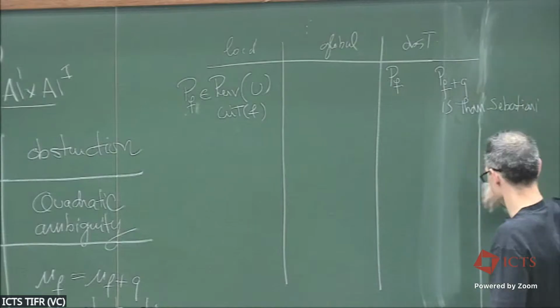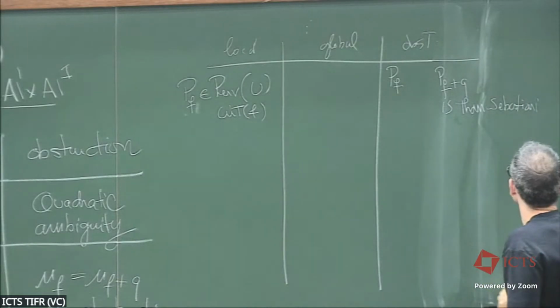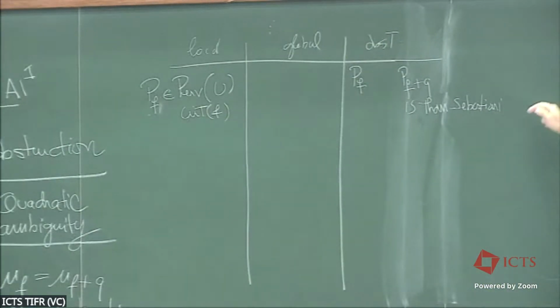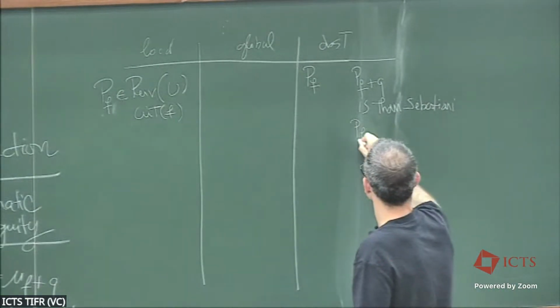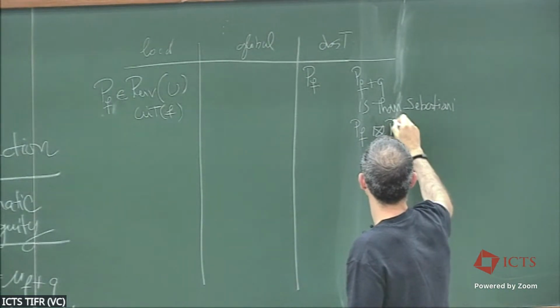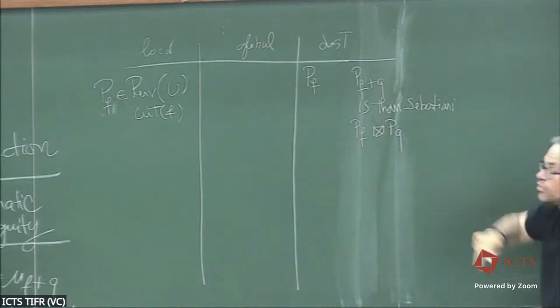I think I will not need this of the board yet. So that tells you that you can actually separate the two variables, and this sheaf is actually a convolution of two sheaves.